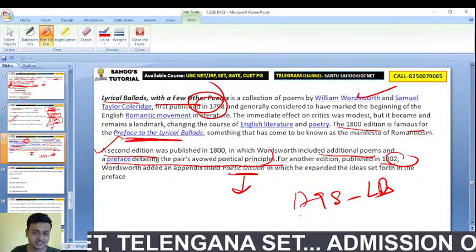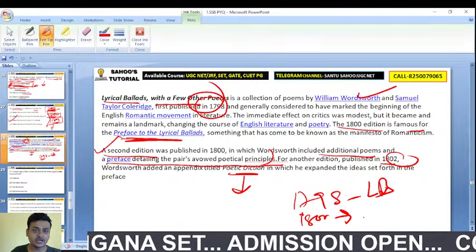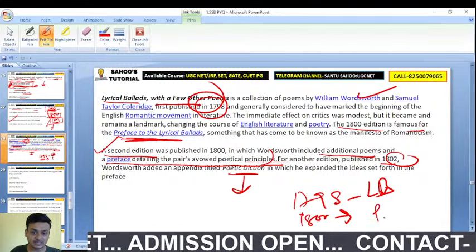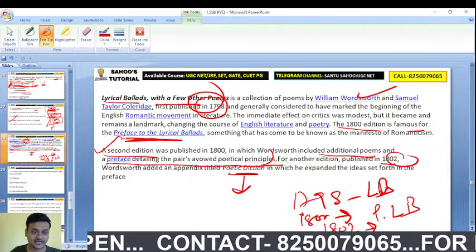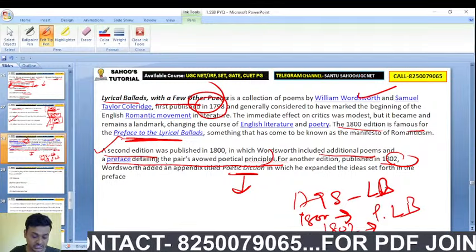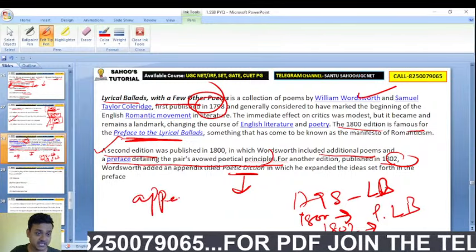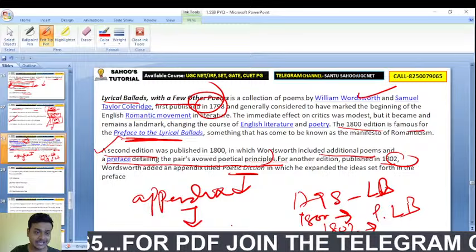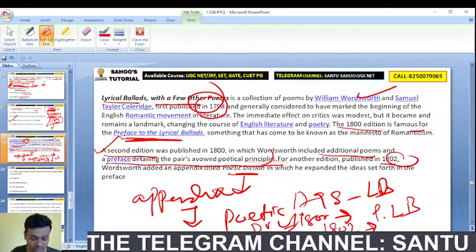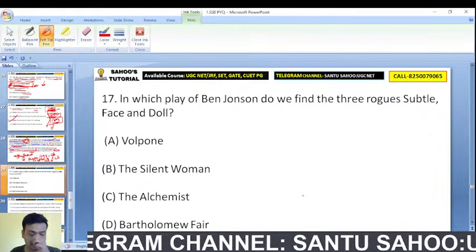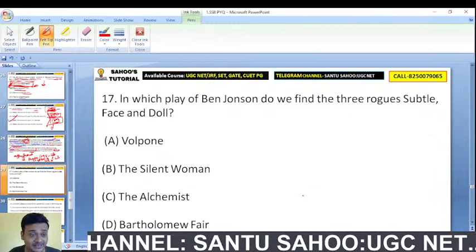1798 only Lyrical Ballads. In 1800 we have the preface to Lyrical Ballads, and in 1802 poetic diction was added as an appendix. He had added an appendix, actually titled Poetic Diction. Poetic Diction was added in 1802, remember that.